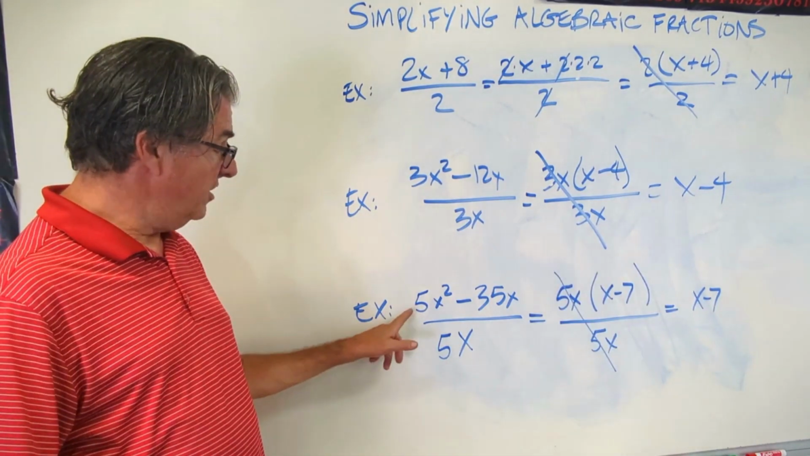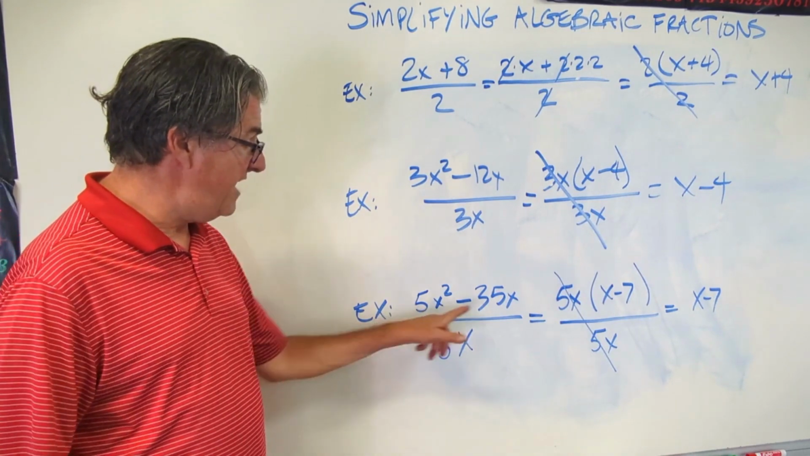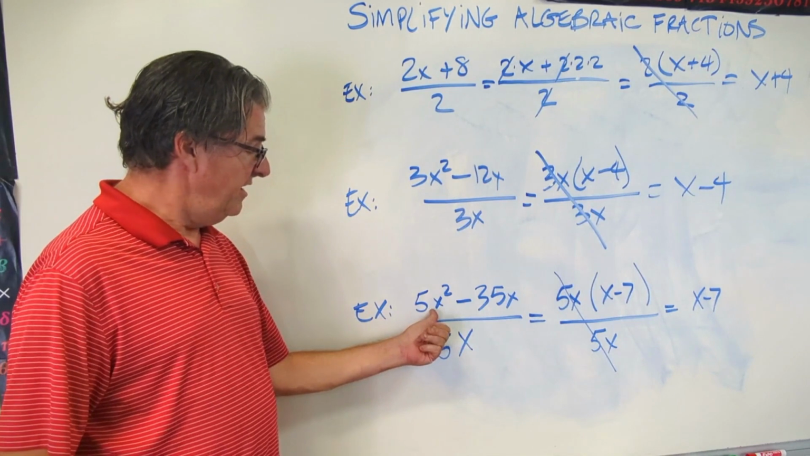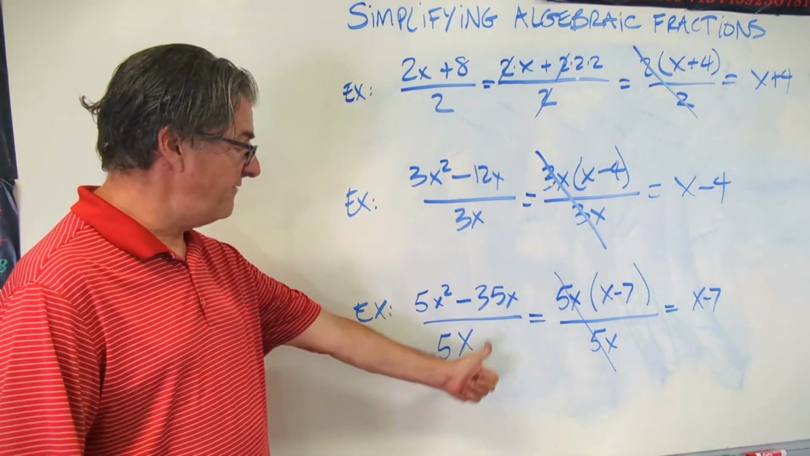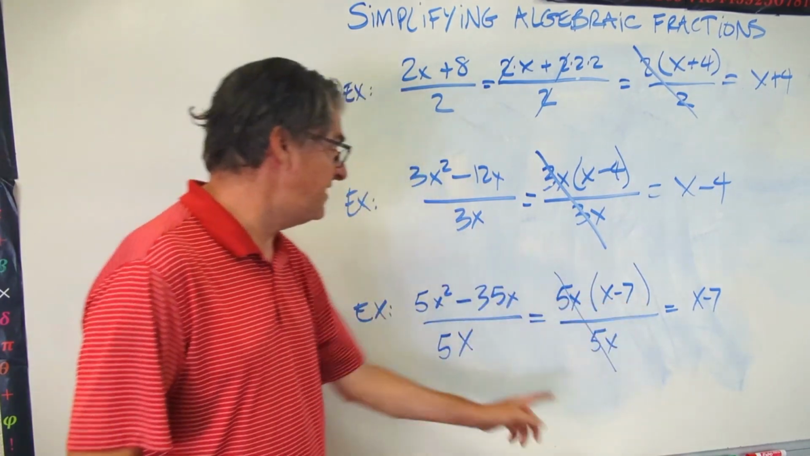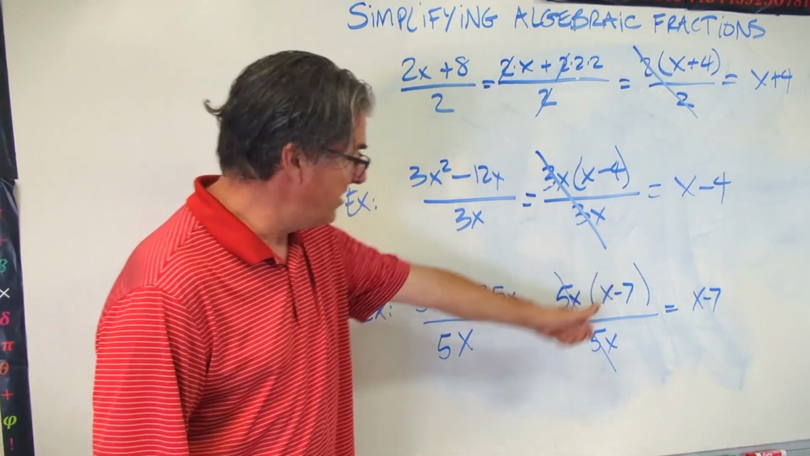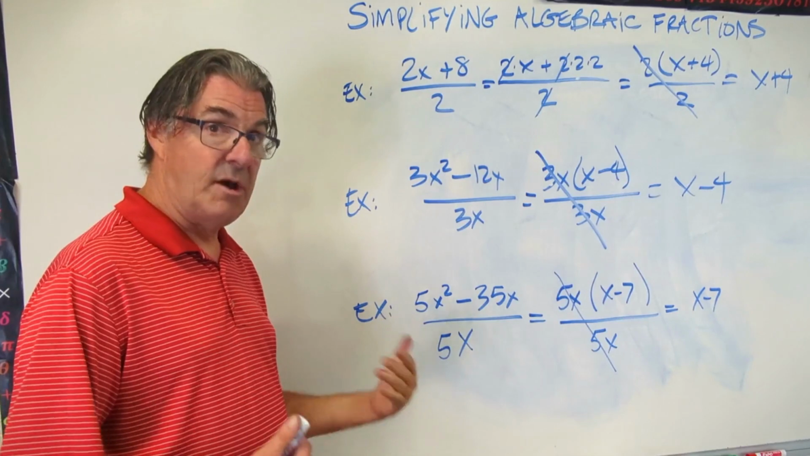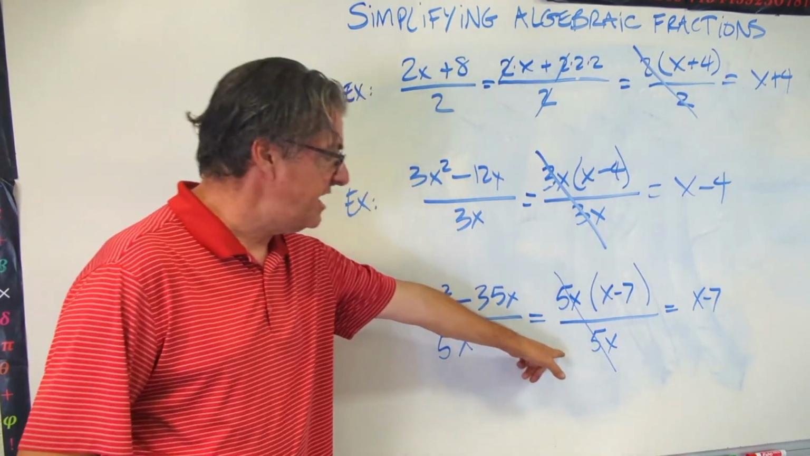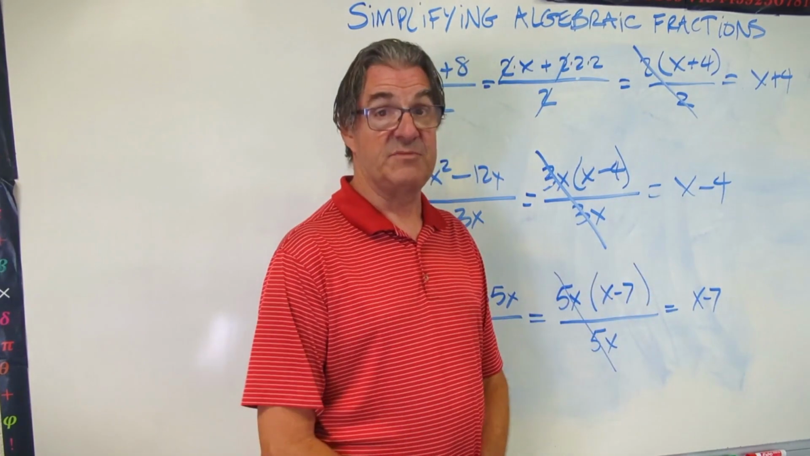Okay, so I look at the top here and I realize that there's a 5x in both of those terms. There's a 5x in here, and there's also a 5x in there. So when I factor that 5x out, I have an x minus 7 there. If I did my distributive property here, I get back to that expression, so I'm good. I bring my 5x over. Now I have two 5x's I can cancel, and my result is x minus 7.